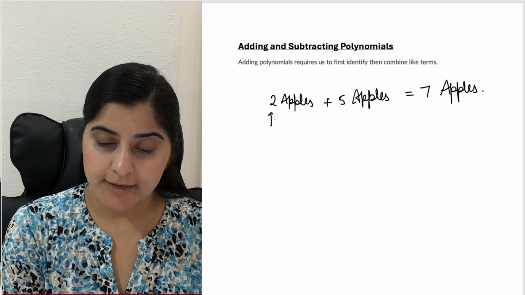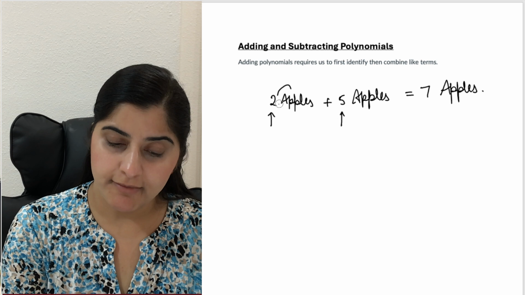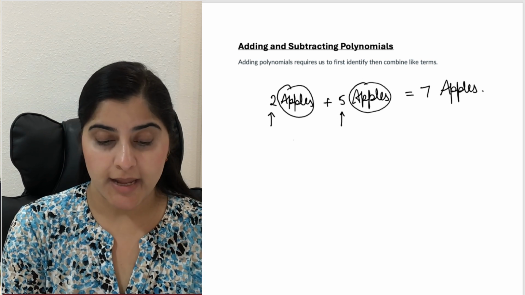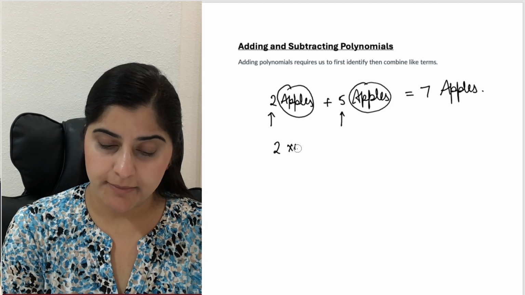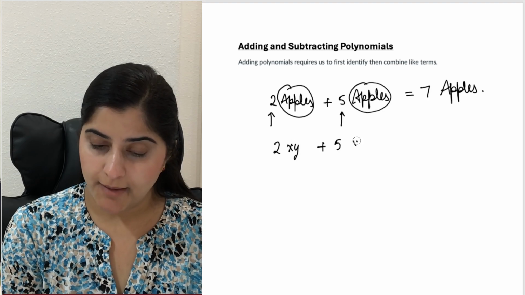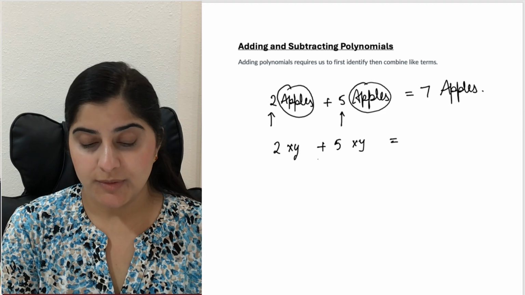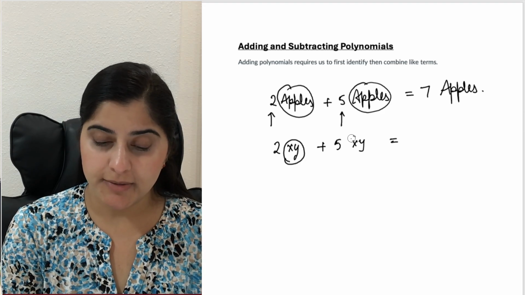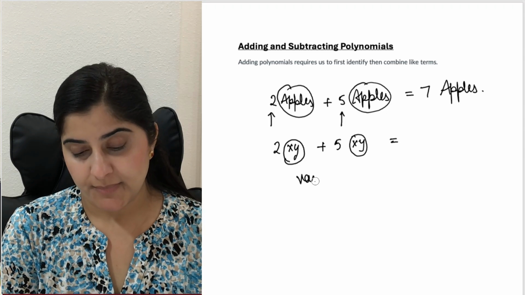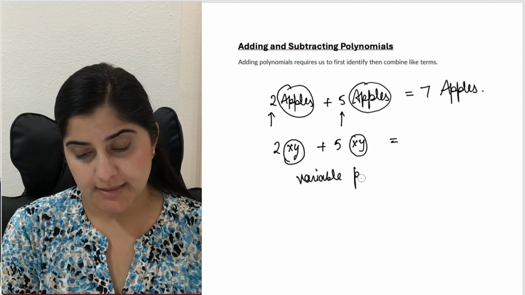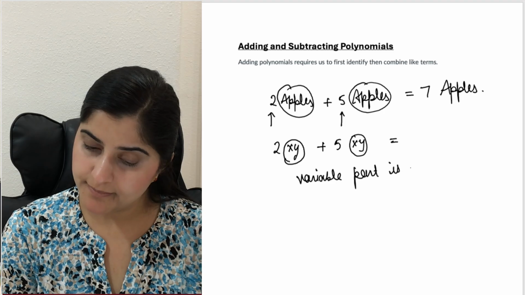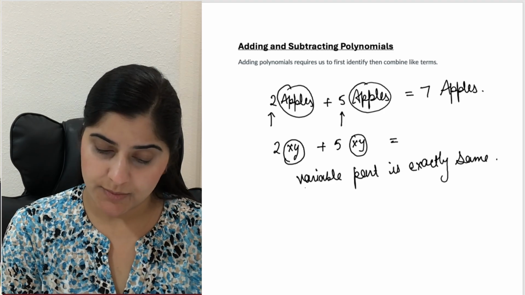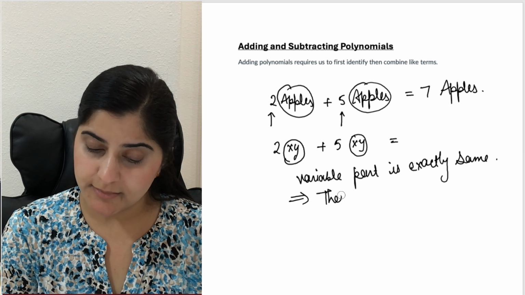Here we have 2, here we have 5, and the item is exactly the same. If we call apples a variable, say xy, then apples are xy, so these are like terms. Like term means the exact same variable part. The variable part is exactly the same, so this implies that these are like terms.